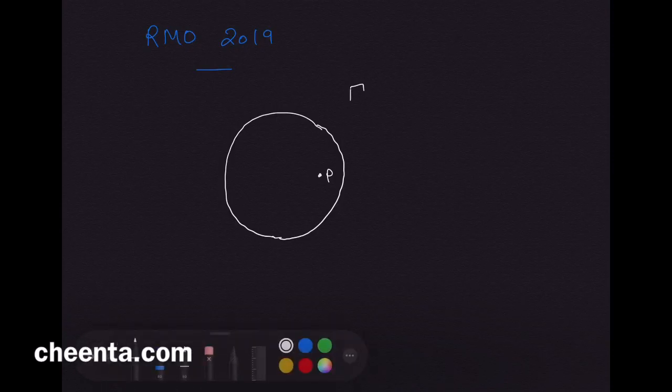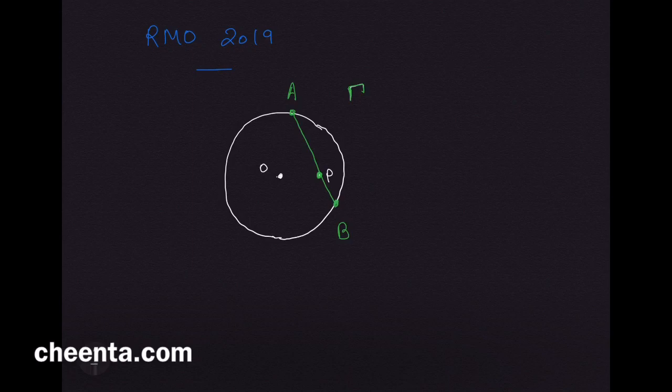Well, we have a line as well passing through P, so maybe we can just draw it like this, and let's call this line AB. So a circle gamma, a chord rather, in this case AB, and a point P on the circle. Let's suppose we draw the center of the circle as well. It's usually a good idea to mark the center.